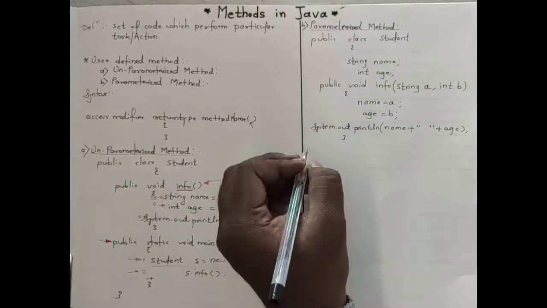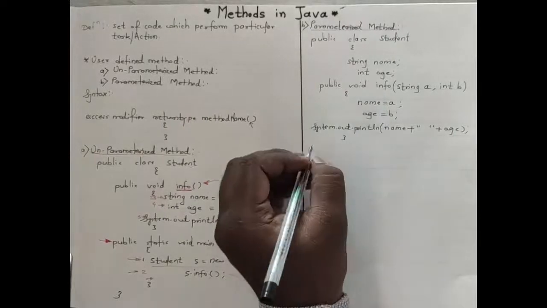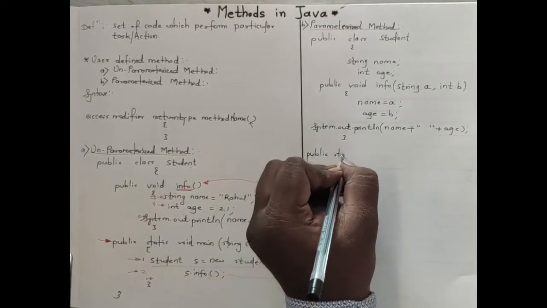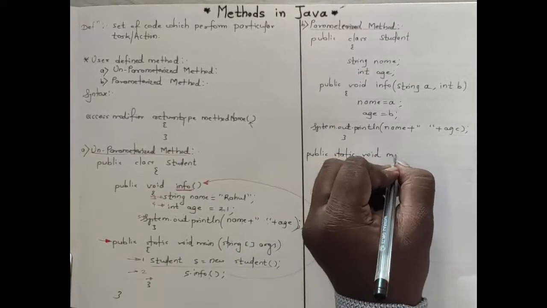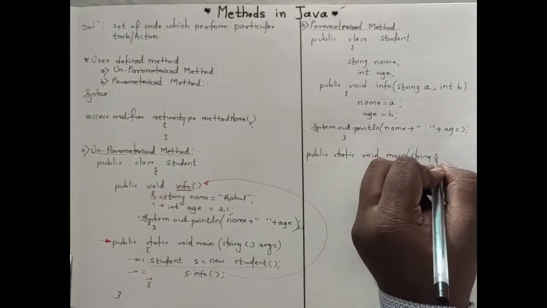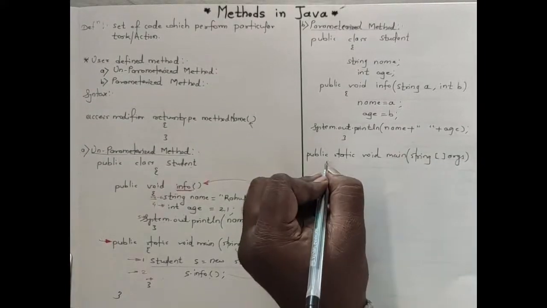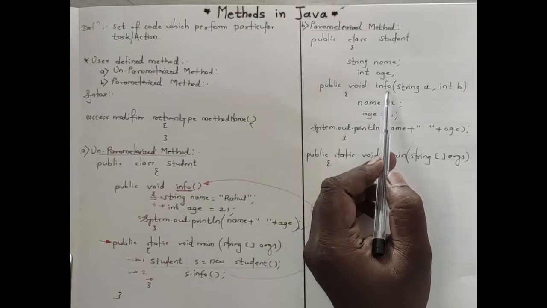Then I'm using a main method to call that user defined method: public static void main, string arguments, open curly braces. So how to call that method?